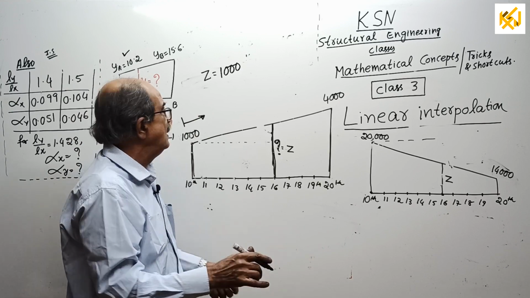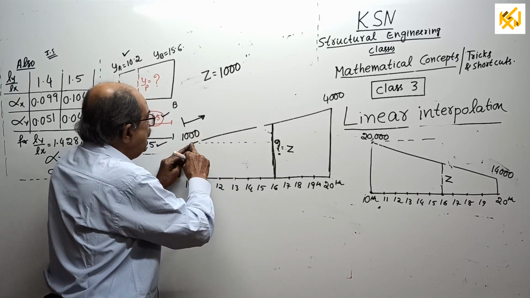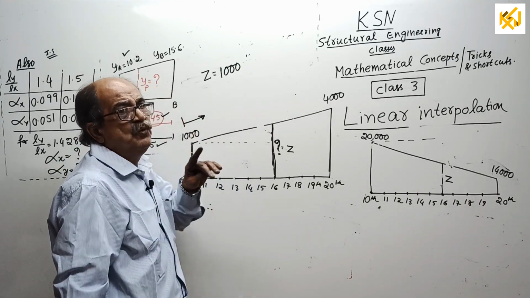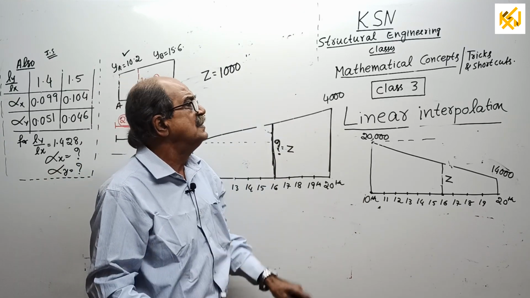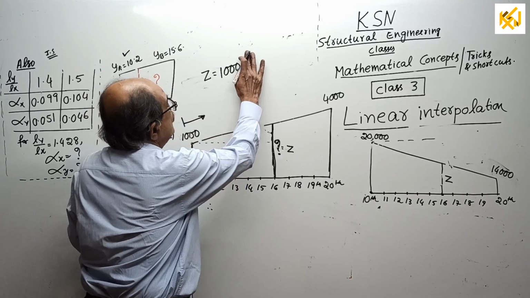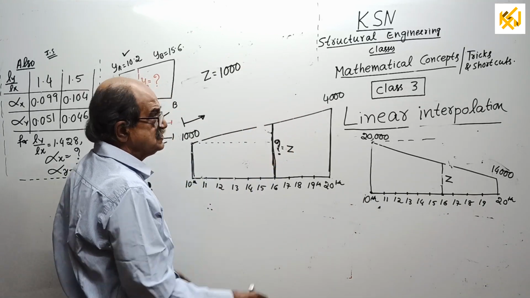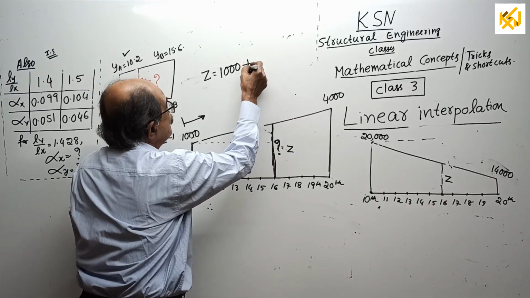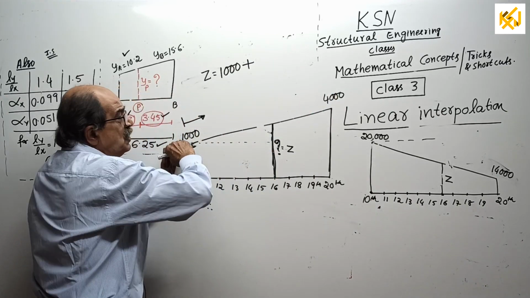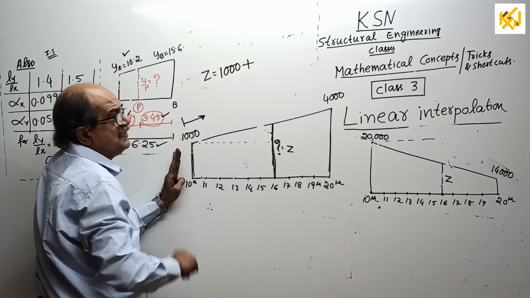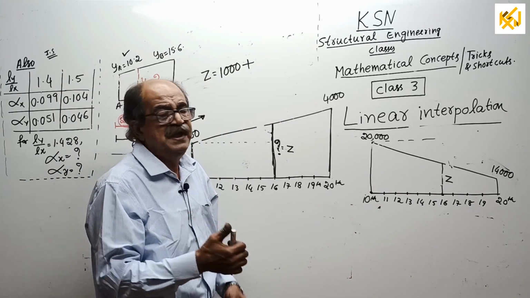Where you are standing, now decide. From here, when you go there, will the value increase or decrease? Decide. All will tell, sir, increases. If it increases, tell what sign? Sir, plus sign. Yes, good. Plus, because I am telling you, as you go this way, the value increases. Plus. Now, plus how much means?